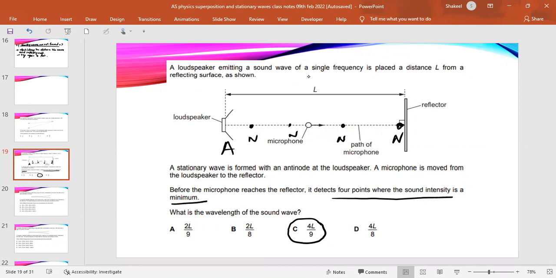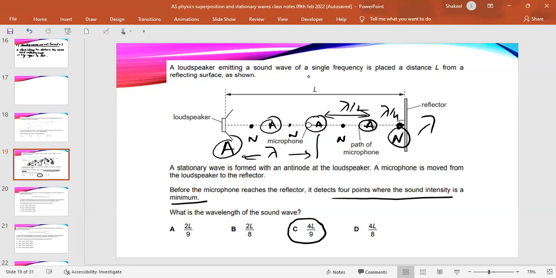Okay, so antinode is at the loudspeaker, and then 4 nodes. And between every node is, of course, antinode. So between 1, 2, and 3 is lambda, and between 2 nodes is lambda by 2, and between a node and antinode is lambda by 4. So it is lambda plus lambda by 2 plus lambda by 4. So that is 1.75 lambda.